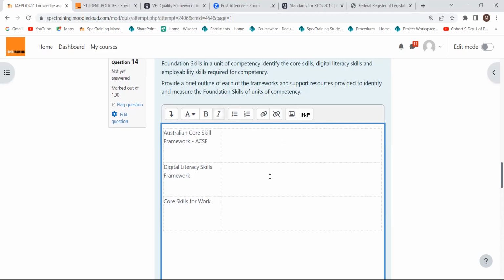Okay, digital literacy skills framework. Well, again, you can go to Google and type in digital literacy skills framework and see what comes up. But essentially, in summary, it's a framework that lays out the levels that a student or an audience member could be at in regards to using a computer. Okay, and I believe if you look through the framework, it has levels 1, 2, and 3, possibly 4, but you can do your own research and check that out.